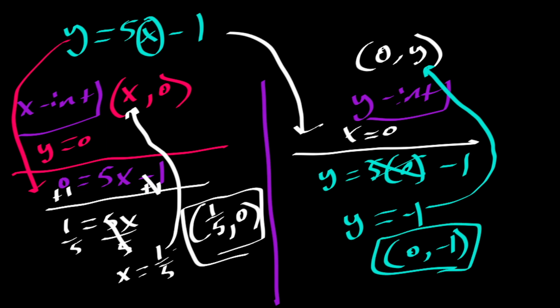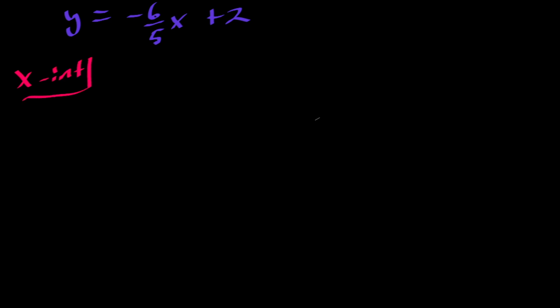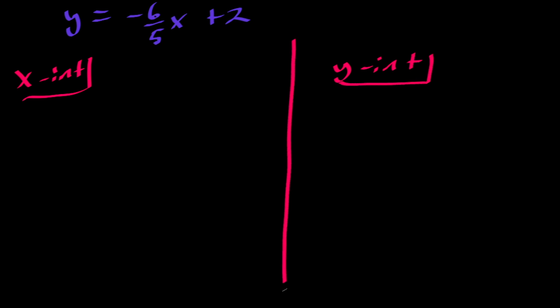All right, let's look at another problem. Let's say, we'll say y is equal to negative 6 over 5x plus 2. So once again, I like breaking it up. I like making a column over here that says x-intercept, and then a column that says y-intercept, and just splitting those up.